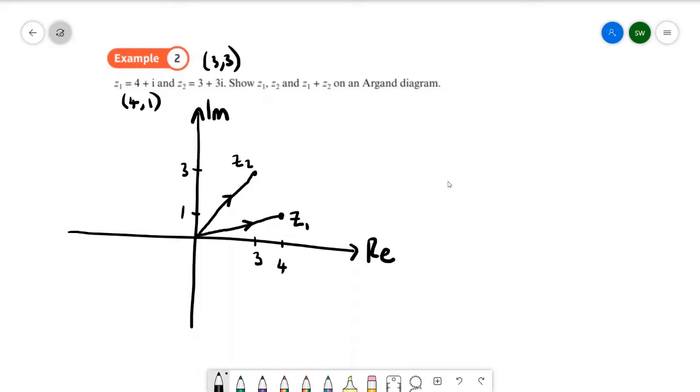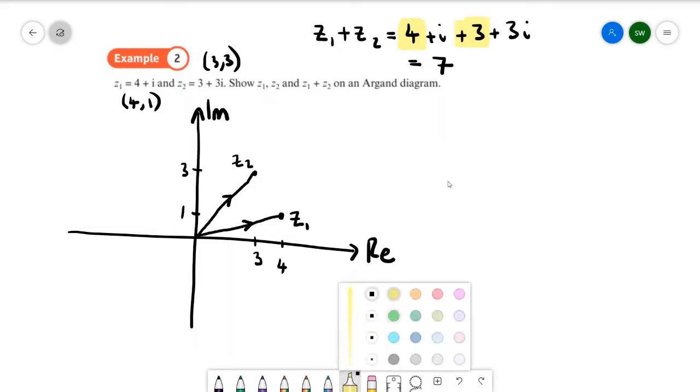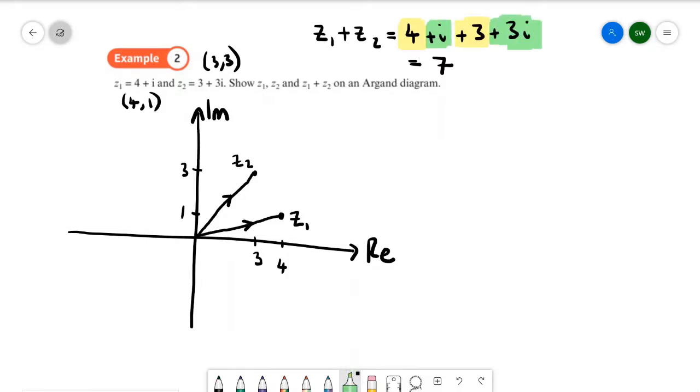So if we wanted to do Z1 plus Z2, let's just work out what it would be without using vectors. Z1 plus Z2 would be 4 plus i, and then plus 3 plus 3i. What we're going to do there is collect together the real parts, which is 4 plus 3, which is obviously 7. And then we collect together the imaginary parts. So we've got i plus 3i, so we get plus 4i.